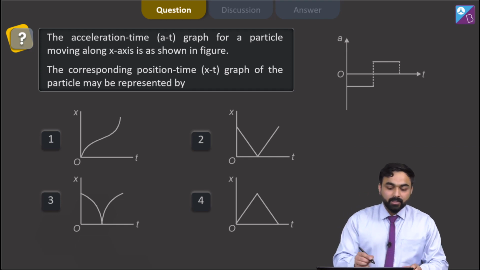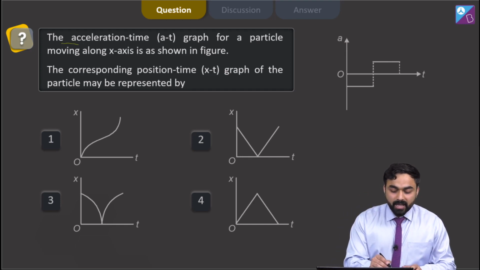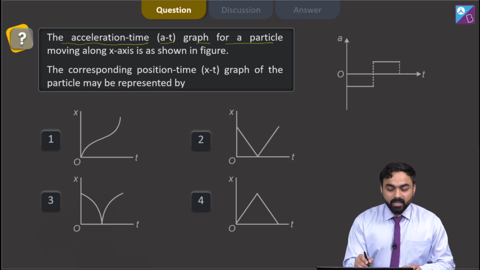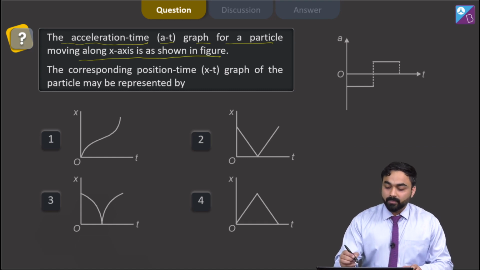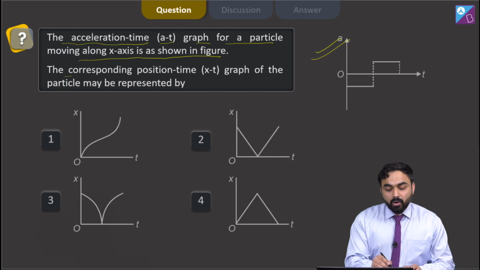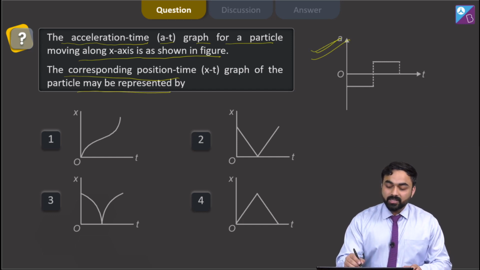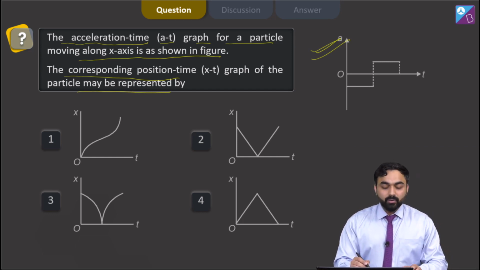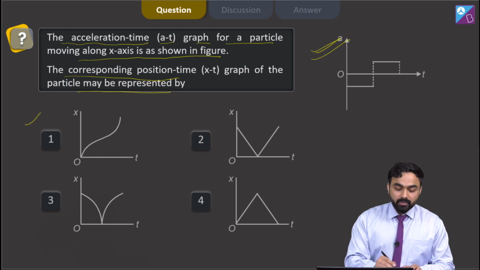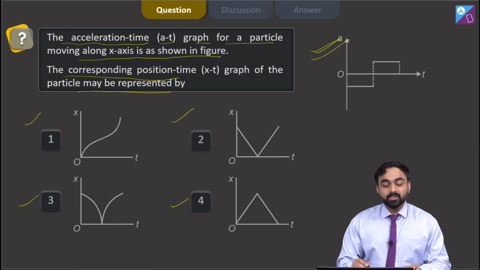In this question, you have been given the acceleration time graph for a particle moving along x-axis as shown in figure. This is the graph that is given to you, and the corresponding position time graph of the particle may be represented by. This is the acceleration time graph given to you, and you have to choose the option from these four which is the most suitable xt graph.